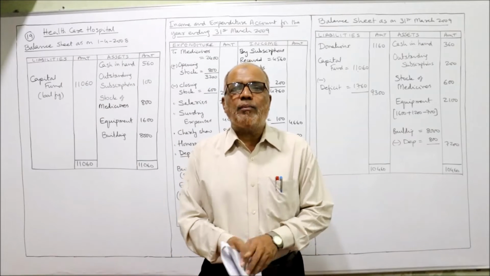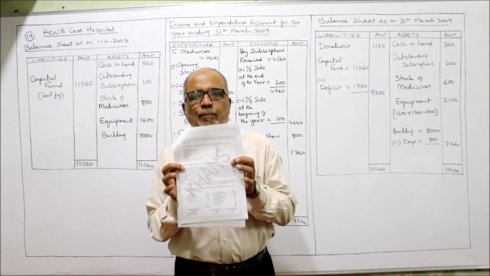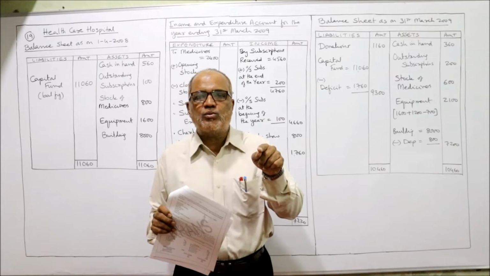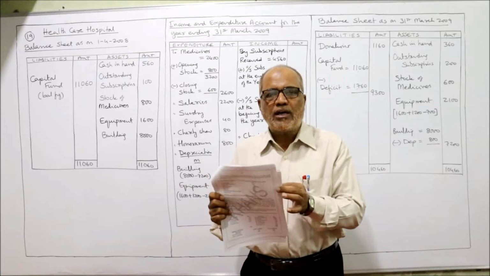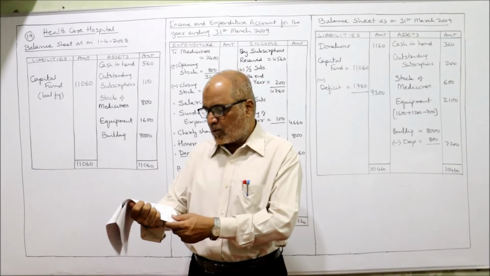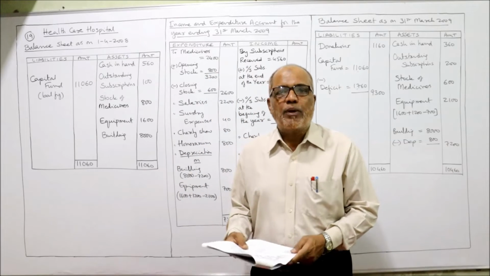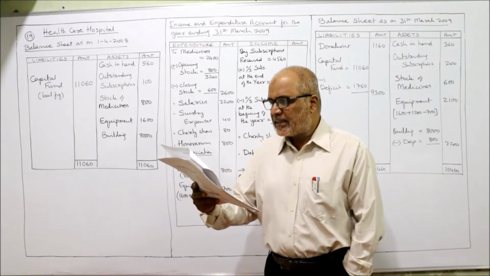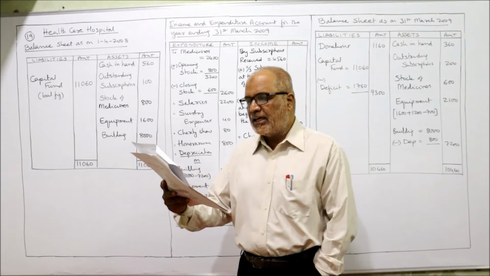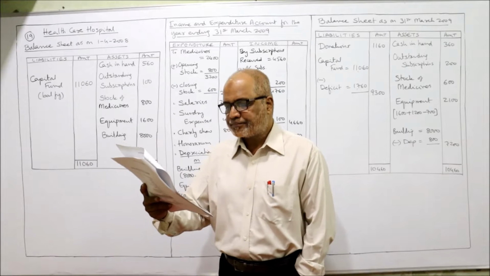Before starting the problem, I expect my viewers to have a printout of the problems which are given in the link under my description. So take a printout, keep it ready and start watching the problem. I am reading out the 19th problem. The following is the receipts and payments account of Healthcare Hospital for the year ended 31st March 2009.